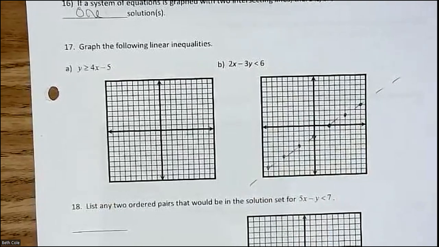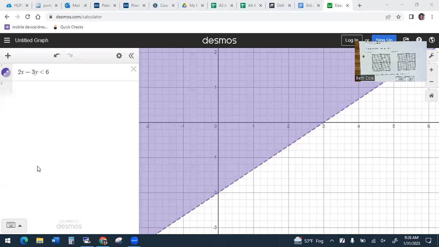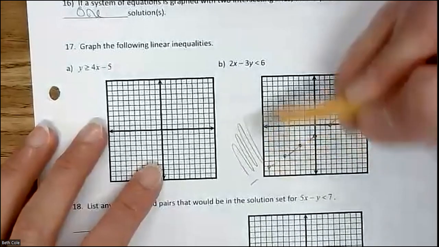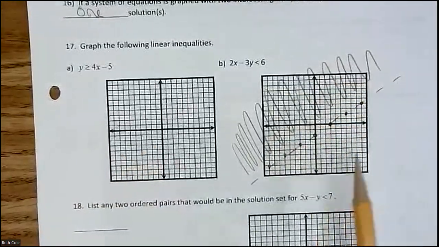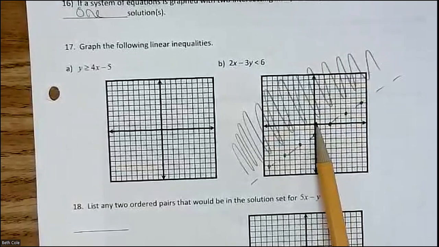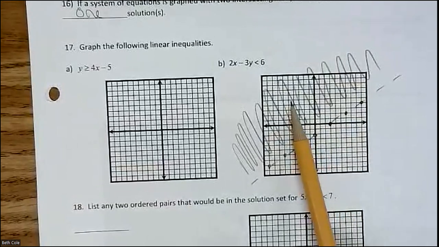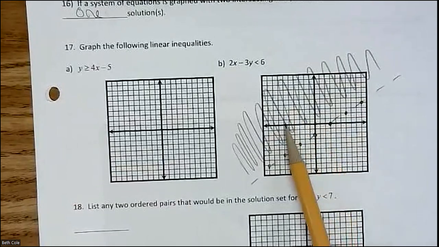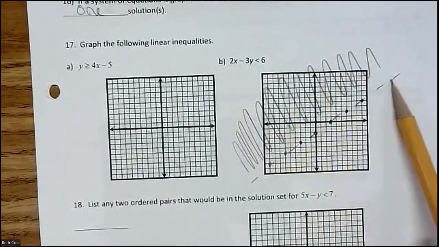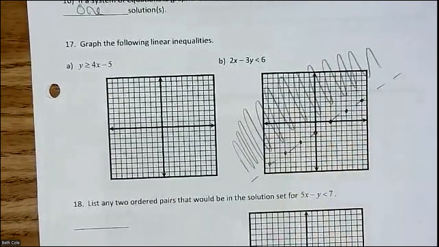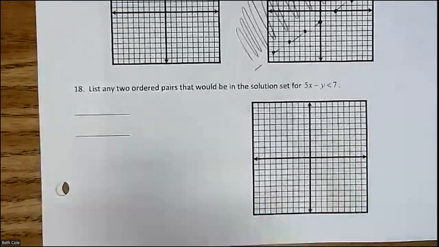And then let me share the screen back again. Where was it shaded? Above. Okay, so shade above. Can anyone give me a point that's part of the answer? 0, 0 is the easiest one to go for. 0, 0. But can you give me another one? -5, 4. -5, 2. How about 1, 7? How about all the points on the line? They don't count because it's dotted. Perfect. All right, and then we're going to do the same thing for number 18.